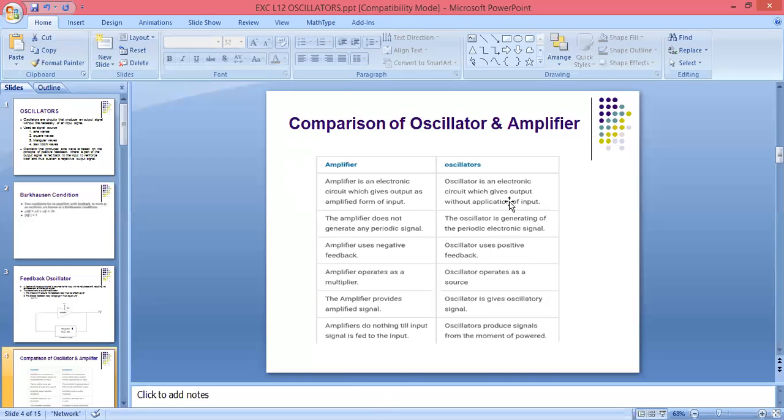Again, we can differentiate as amplifier uses negative feedback, but we know oscillator will use positive feedback. But there are some types of oscillator also, like if you see Wien bridge oscillator, it is using positive as well as negative feedback. But why it is using, I will explain in next PPT. But I'm just giving the idea here. So we are saying oscillator will use only positive, but amplifier negative use करता है.